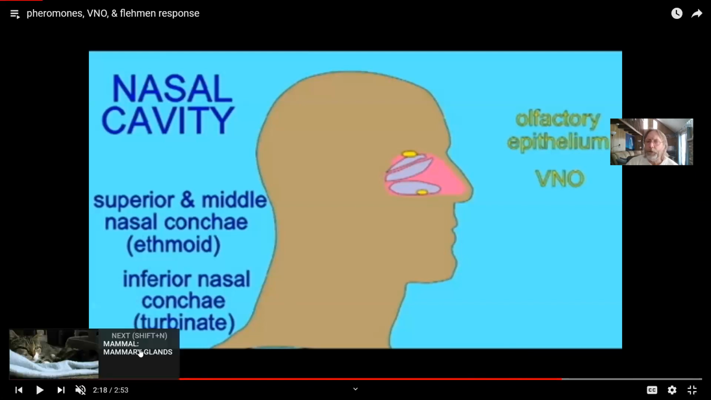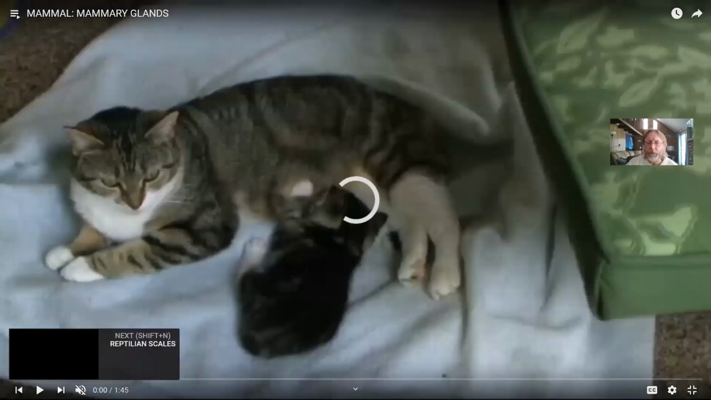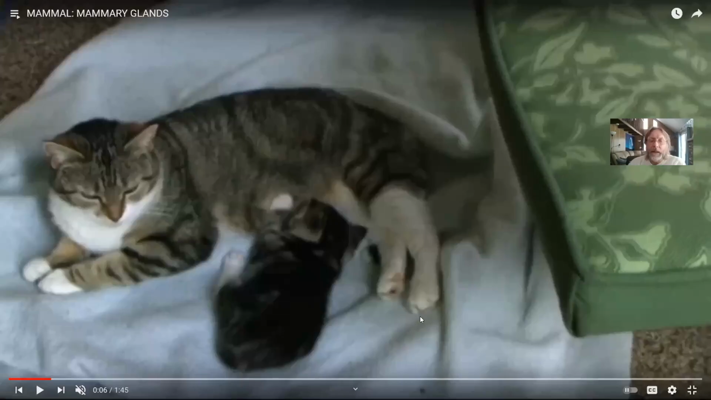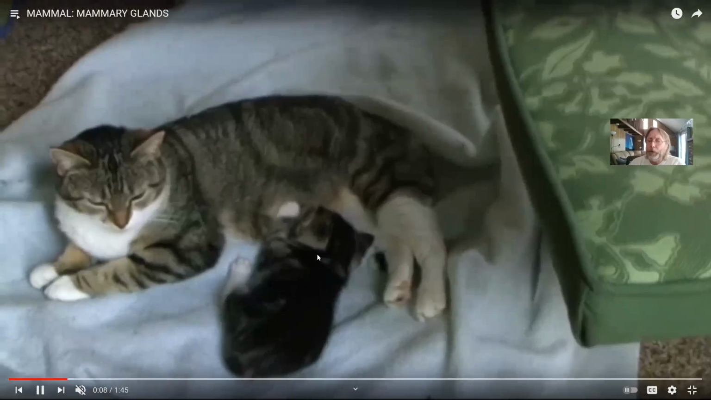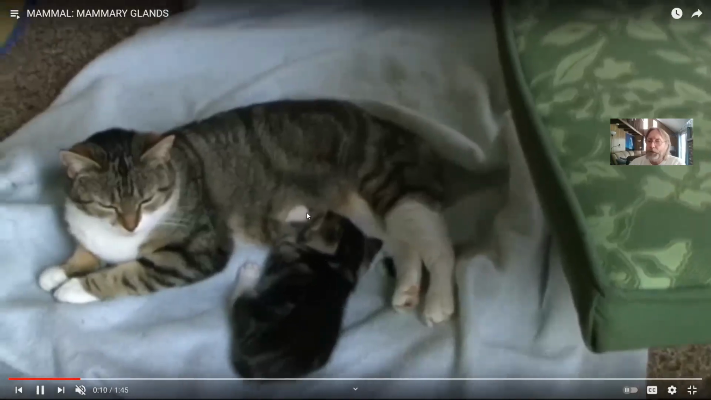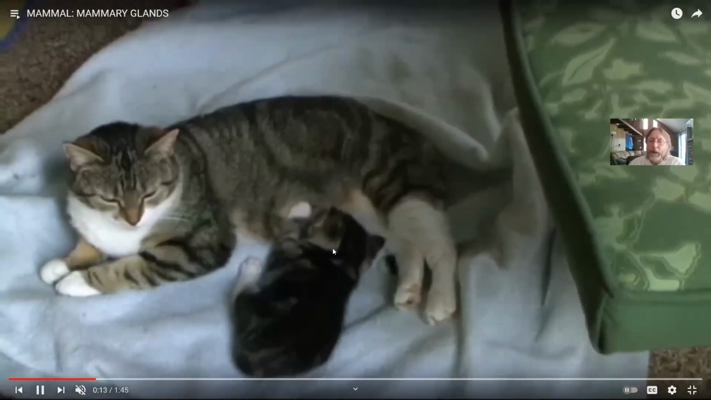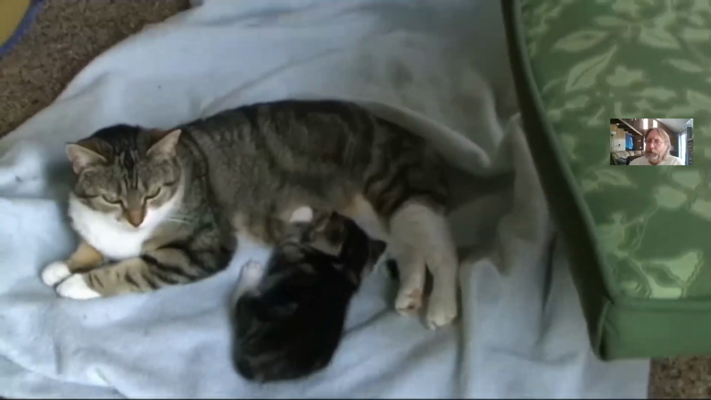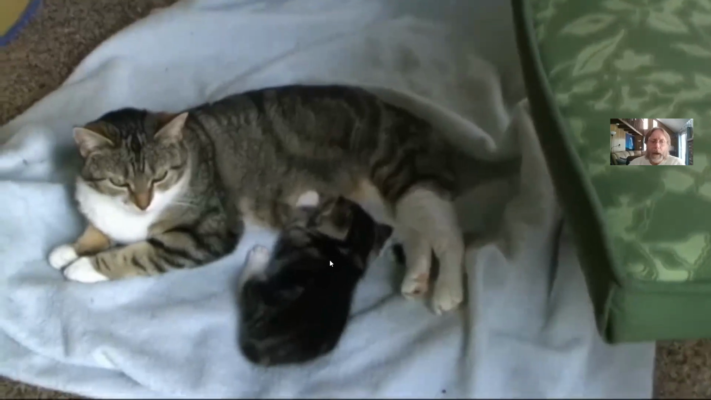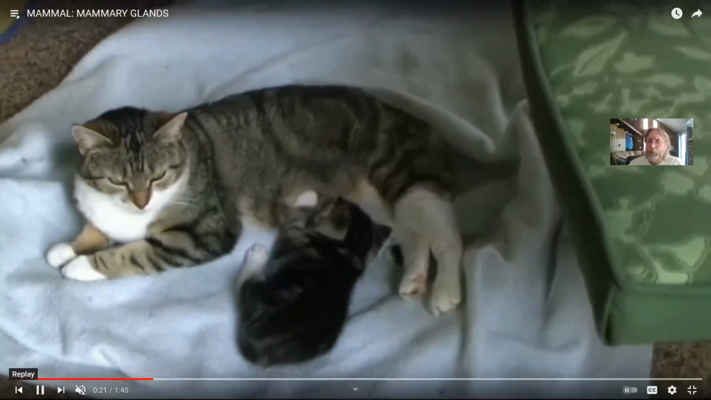Then I'd like to close. The last mammalian gland I'd like to review is the mammary gland. So here you see a mother cat nursing her kittens. She is making milk in mammary glands, and this is serving as the first source of nutrition for the infant mammal. Obviously, this is important.